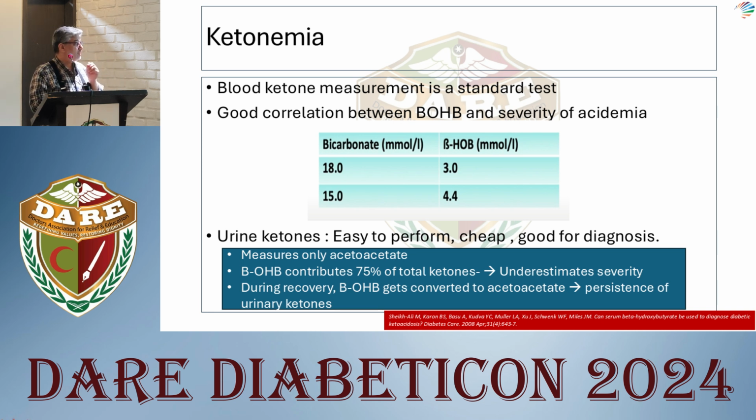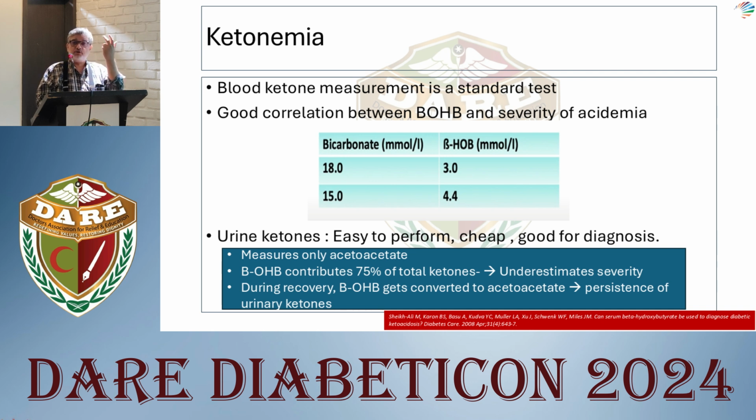But there are problems with urine ketone, because beta hydroxybutyric acid is the main thing, which is 75% of the total ketones. And if you just check the urine ketone, it is going to underestimate that. So what happens is, many times in DKA the patient comes out of DKA in 24 to 48 hours, but because this beta hydroxybutyric acid has been converted into acetoacetic acid, that will continue to be excreted in urine for the next 4 or 5 days.